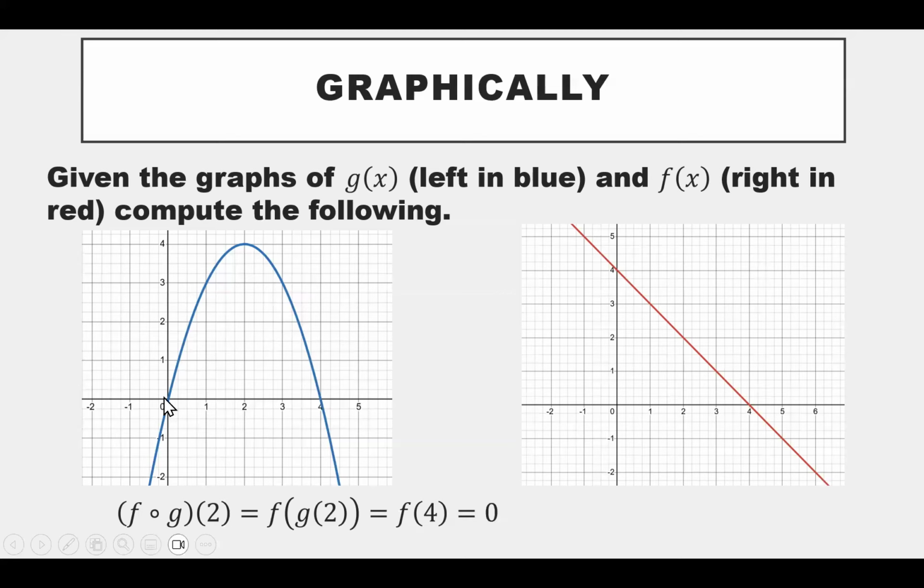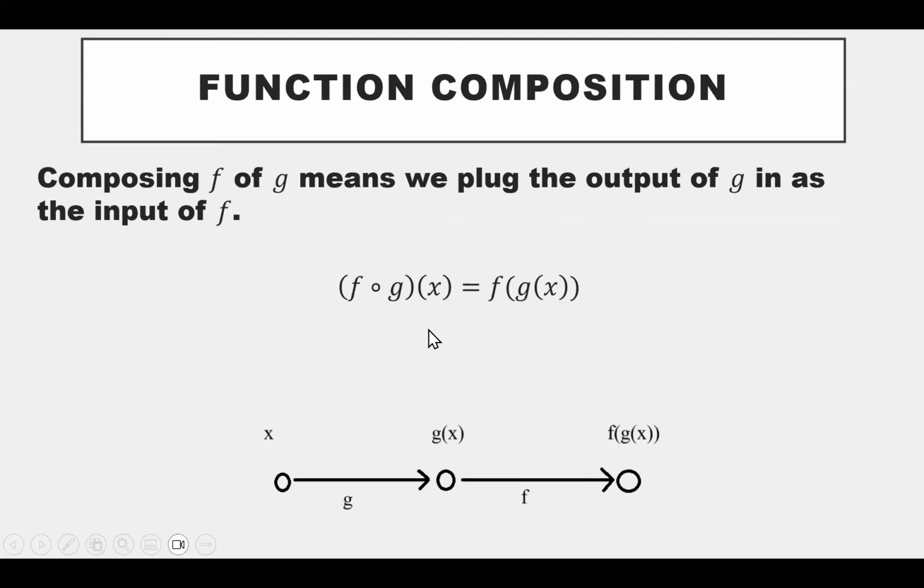So you can trace this around knowing points on a graph, or in general, any points as well. So that's the idea of function composition, composing f of g. The notation is here. We're plugging in the output of g of x in as the input of f.